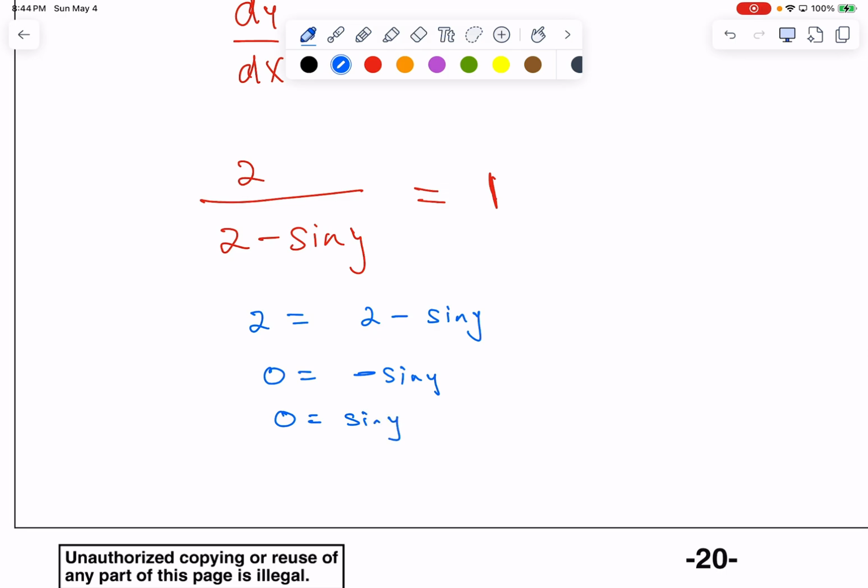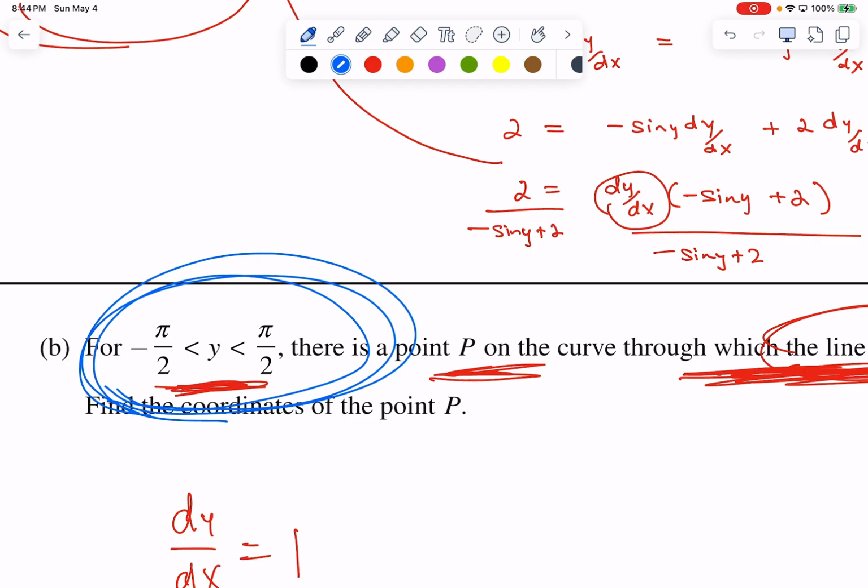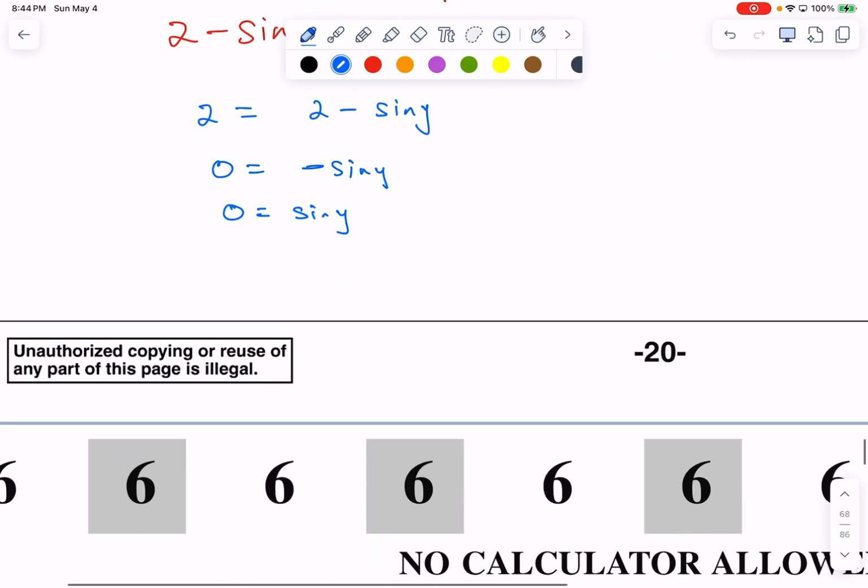Now there was a reason they gave you from negative pi over 2 to pi over 2. You did not need to know that the arc sine restriction was negative pi over 2 to pi over 2, because guess what? They gave it to you. So when you do arc sine, you need to make sure your answers are between negative pi over 2 and pi over 2. So here we go. We're going to take the inverse sine of both sides. So I need to figure out where sine equals 0, from negative pi over 2 down here to pi over 2 up here.